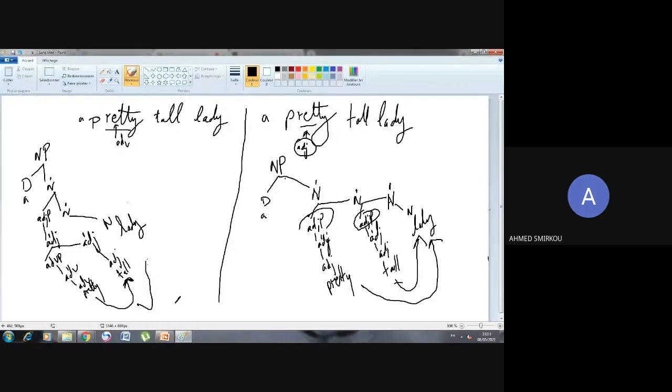And the whole adjective phrase, pretty tall, modifies lady. So in the first one, a common mistake is that people think that only tall modifies lady. No, it's together: pretty tall modifies lady. Okay, is it clear? Any question?